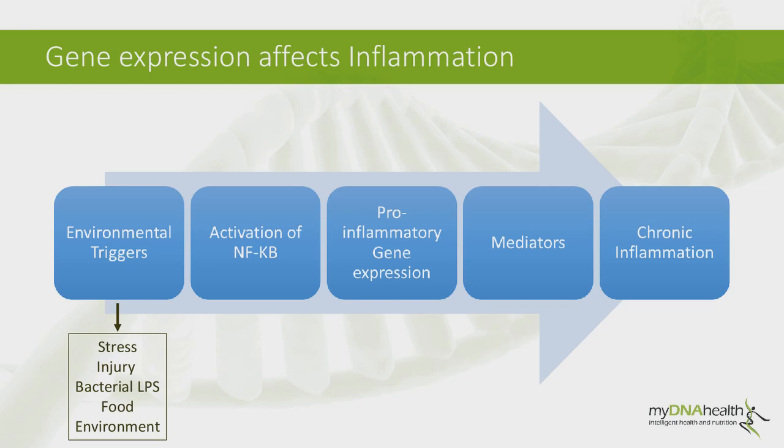So really, we know that these environmental triggers in the form of diet, lifestyle, stress, injury, bacterial LPS, our food and our environment may mediate pro-inflammatory gene expression. These are highly variable and different to everybody, and also modifiable by many different factors, including leaky gut, which you may have heard of, and food and environmental allergens, which activate what's known as nuclear transcription factor kappa B, or NF-kappa B.